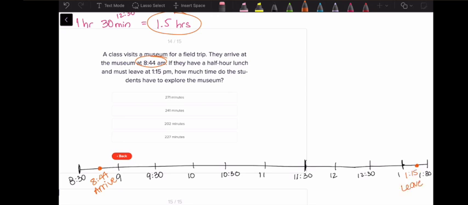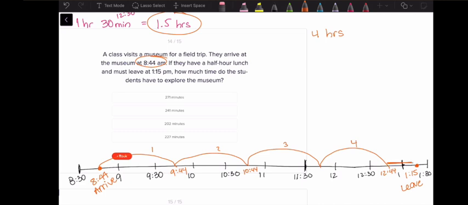They have to leave by 1:15, which is right around here. They have to leave. So let's calculate how much time in total we have from 8:44 to 1:15. So let's see. 8:44, add an hour, we're at 9:44. Add another one, 10:44. And you can kind of see where I'm going with this. 10:44, 11:44, 12:44. I'm going to stop here. 12:44, that's equal to 1, 2, 3, 4 hours. So we have 4 hours, and we have a little bit more time here.